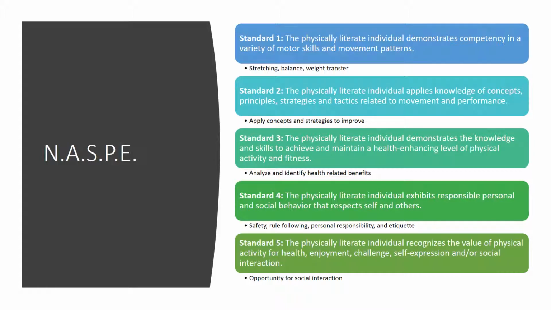Climbing meets all 5 National Association for Sport and Physical Education standards. Standard 1 is met through stretching, balancing, and weight transfer that is involved in climbing. Standard 2 is met by applying concepts and strategies to help improve the knowledge and principles and tactics involved with climbing. Standard 3 is met by analyzing and identifying health-related benefits of climbing. Standard 4 is met through the incorporation of safety, rule following, personal responsibility, and proper climbing etiquette. And Standard 5 is met by providing the opportunity for social interaction.